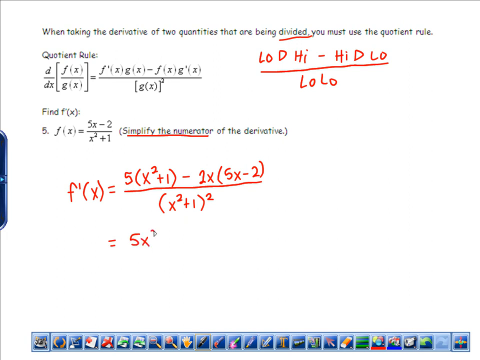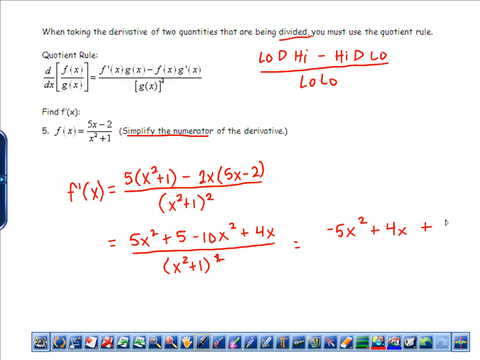Alright, so this is going to be 5x squared plus 5 minus 10x squared plus 4x, all over x squared plus 1, squared. And then one last step to simplify. I'm going to do this over here. We end up having negative 5x squared plus 4x plus 5.